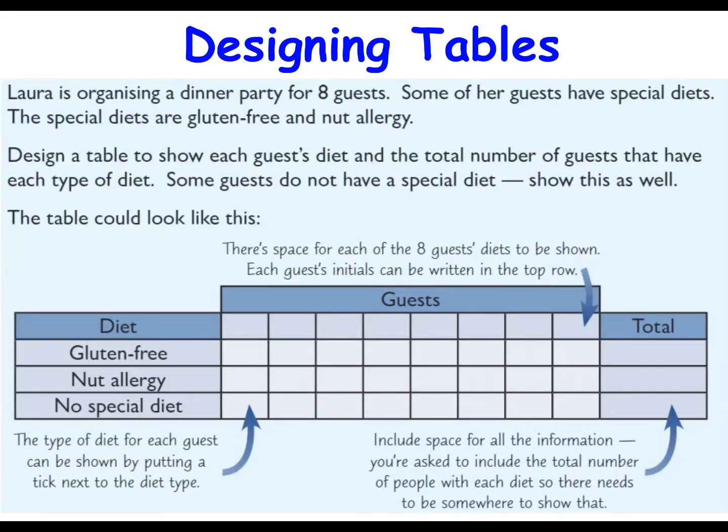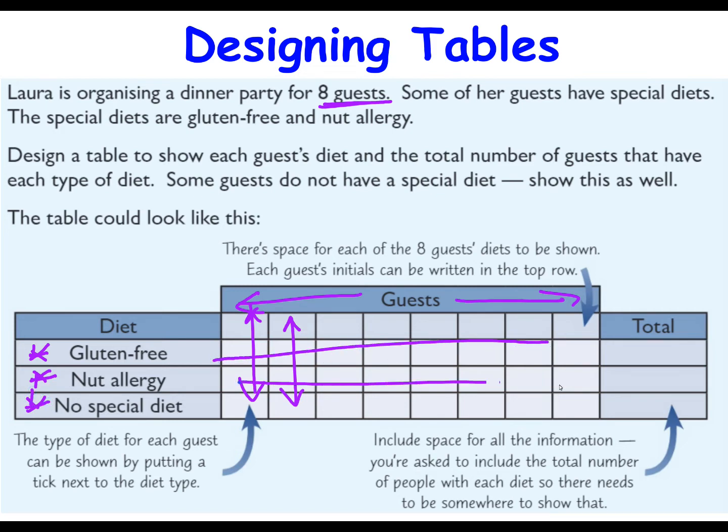When you go to design a table, the important thing is that we list our guests. So our guests are our columns going up and down. So this is our guest number 1, guest number 2 information. And then the 3 choices are whether you're gluten-free, you have a nut allergy, or you have no special dietary requests. So that information goes across the way.